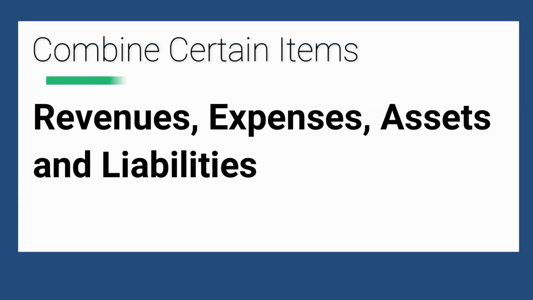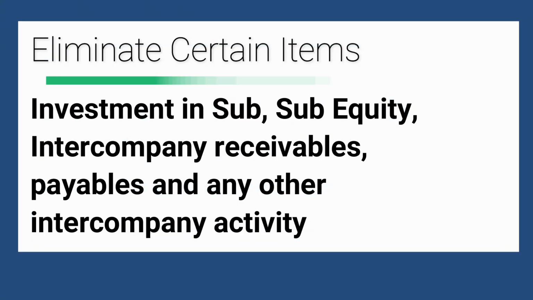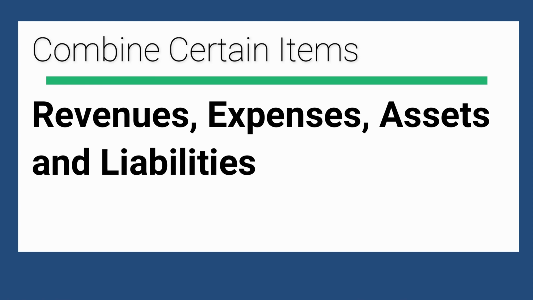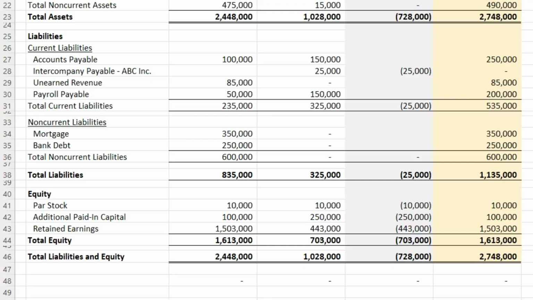When you're consolidating financials, you're consolidating multiple entities into one economic entity. You're going to combine some items and you're going to eliminate some items. So let's start with combine. Combine, you want to combine all the revenues, all the expenses, all the assets, and all the liabilities. You notice I stopped at equity. Equity is going to look like the parent's equity.